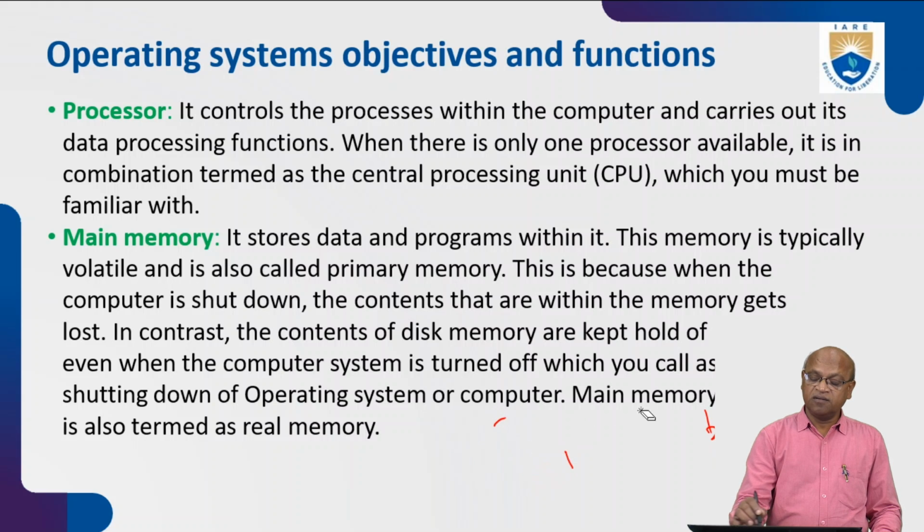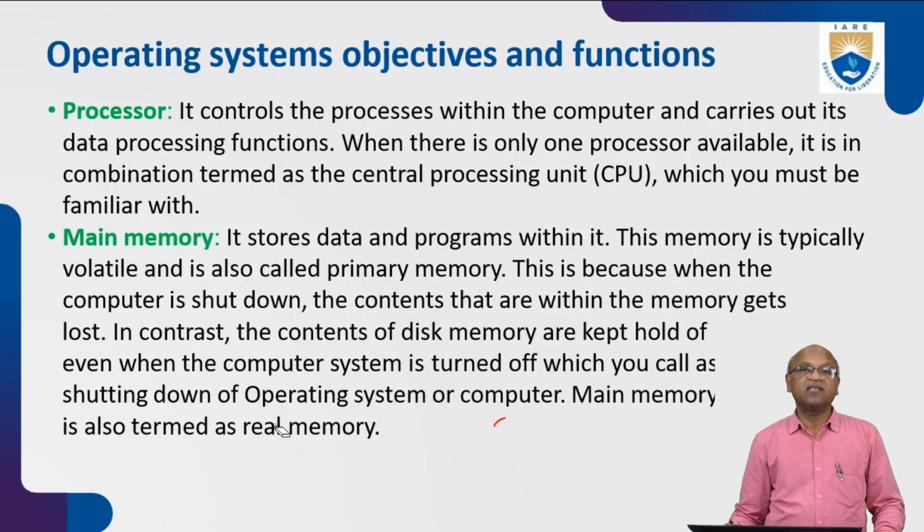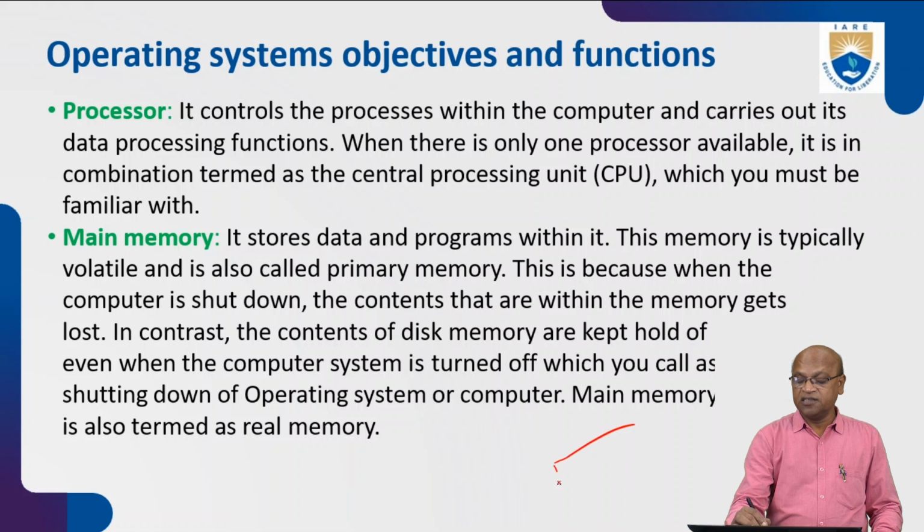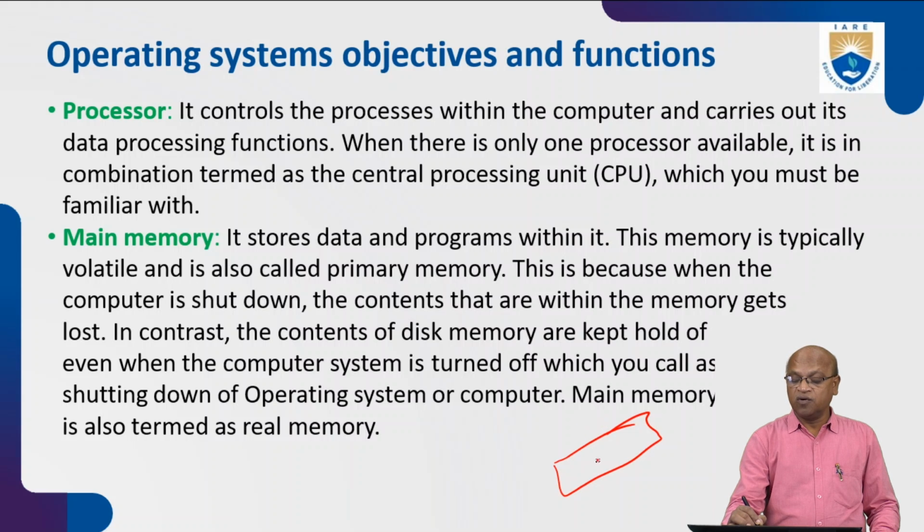Other than this microprocessor, we have some other components in the motherboard, that is your main memory. Main memory is nothing but your RAM. It stores data and programs within it. The memory is typically volatile. Volatile means the moment you switch off without saving, whatever program you write is in your RAM only. This is your RAM slot or RAM card. Whatever you are writing now, that program is in the RAM.